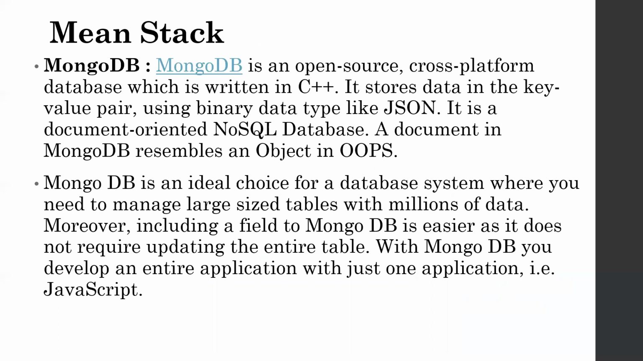MongoDB is an open source cross-platform database which is written in C++, and it stores the data in the form of key and value pairs. It does not use SQL, meaning there is no SQL for dealing with the data. A NoSQL type of data structure is used. So we can say it uses JSON, and it is a document-oriented NoSQL database that we can use for development.